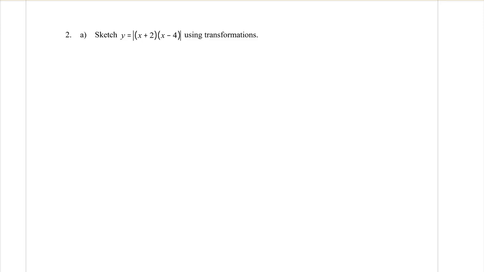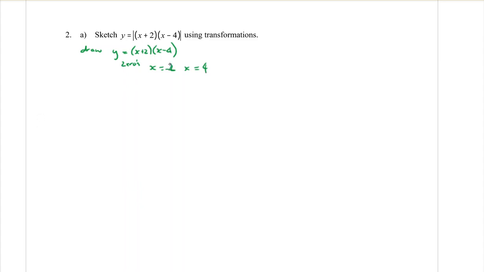Question 2. Sketch the absolute value of (x plus 2)(x minus 4) using transformations. To do that, you want to consider what the graph of (x plus 2)(x minus 4) will look like. Just forget about the absolute value signs for a second. That would be a parabola, and we could find the zeros of that parabola. So the zeros would be at x equals negative 2 and x equals positive 4.